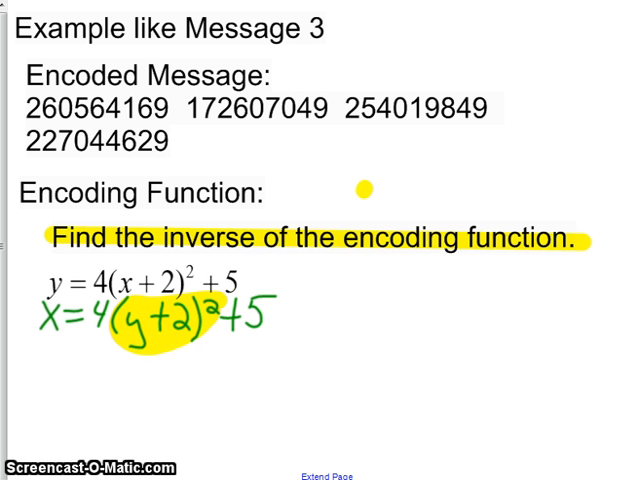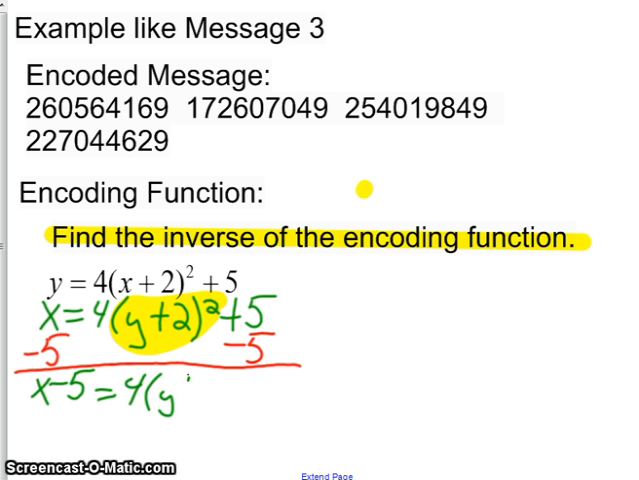So all of this is what has to be isolated. First I want to get rid of the separate term that's on the same side. I want to get rid of 5. I'm going to add -5 to both sides. So this is x minus 5 equals 4 times the quantity y plus 2 squared. Of course, the 5 cancels. That's what I wanted to do.